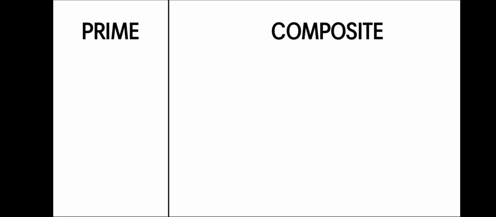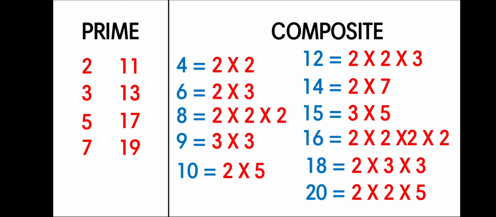Let's take prime numbers and composite numbers. We will take all the numbers from 1 to 20. The prime numbers are 2, 3, 5, 7, 11, 13, 17, 19. These are all the prime numbers. Now let's see the composite numbers: 4, 6, 8, 9, 10, 12, 14, 15, 16, 18, 20. Every composite number can be written as a product of prime numbers, and there is only one way to do it. That we'll also see.